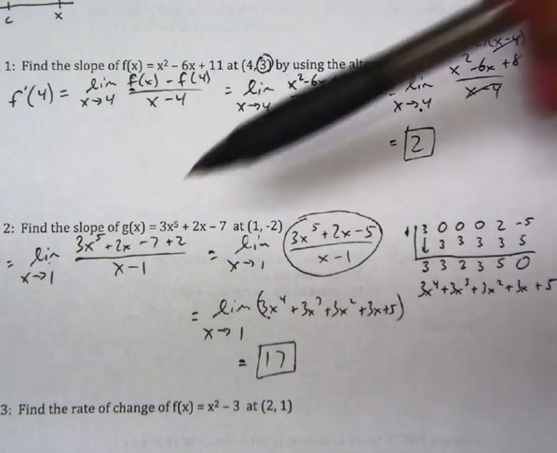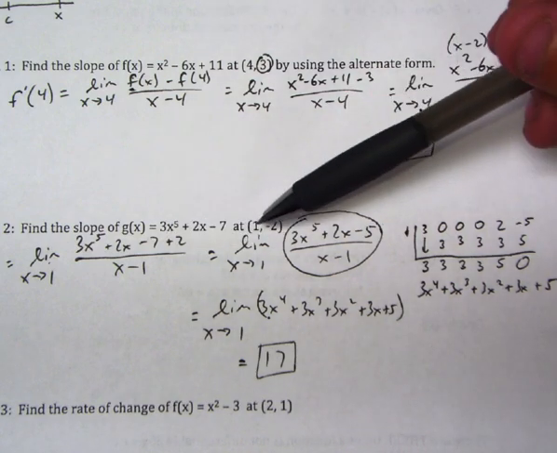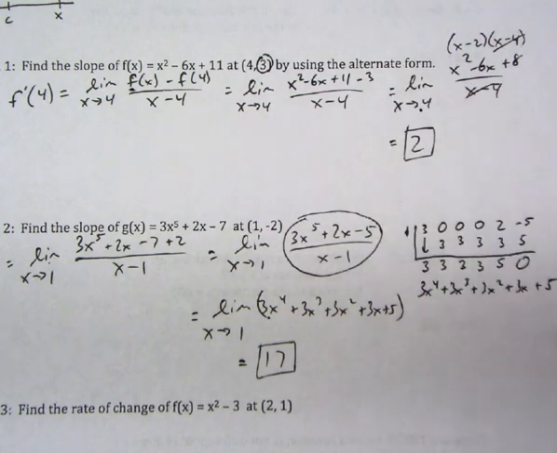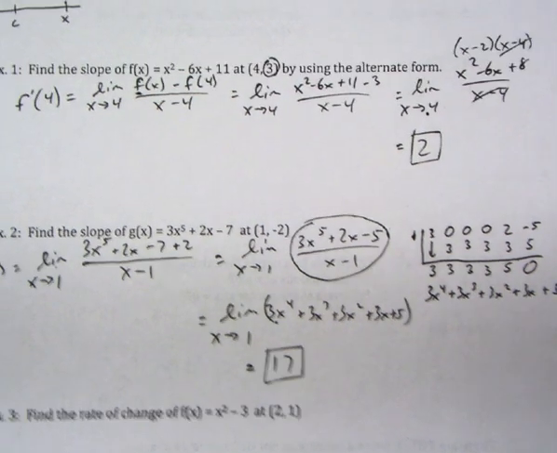That means if we would graph this function and plot the point on it at 1, -2, and draw the tangent line, it would have a slope of 17, which is a very, very steep slope. There you go. Sometimes you just got to do synthetic division when factoring doesn't work out.